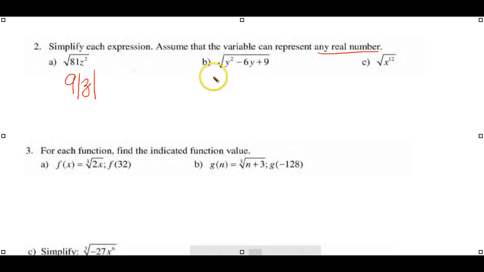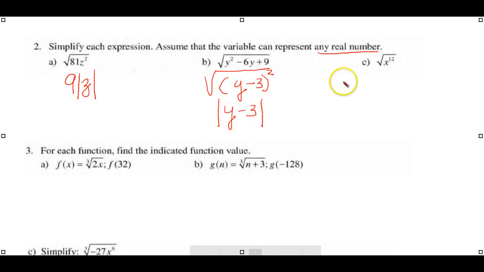Now, for letter B, remember this, what we see under the radical sign, the radicand, is a perfect square trinomial, which factors into that. So when you take the square root of this, you're going to get y minus 3. But to ensure that you get the negative values as well, possibly, they have put absolute value signs. That's the answer they give below.